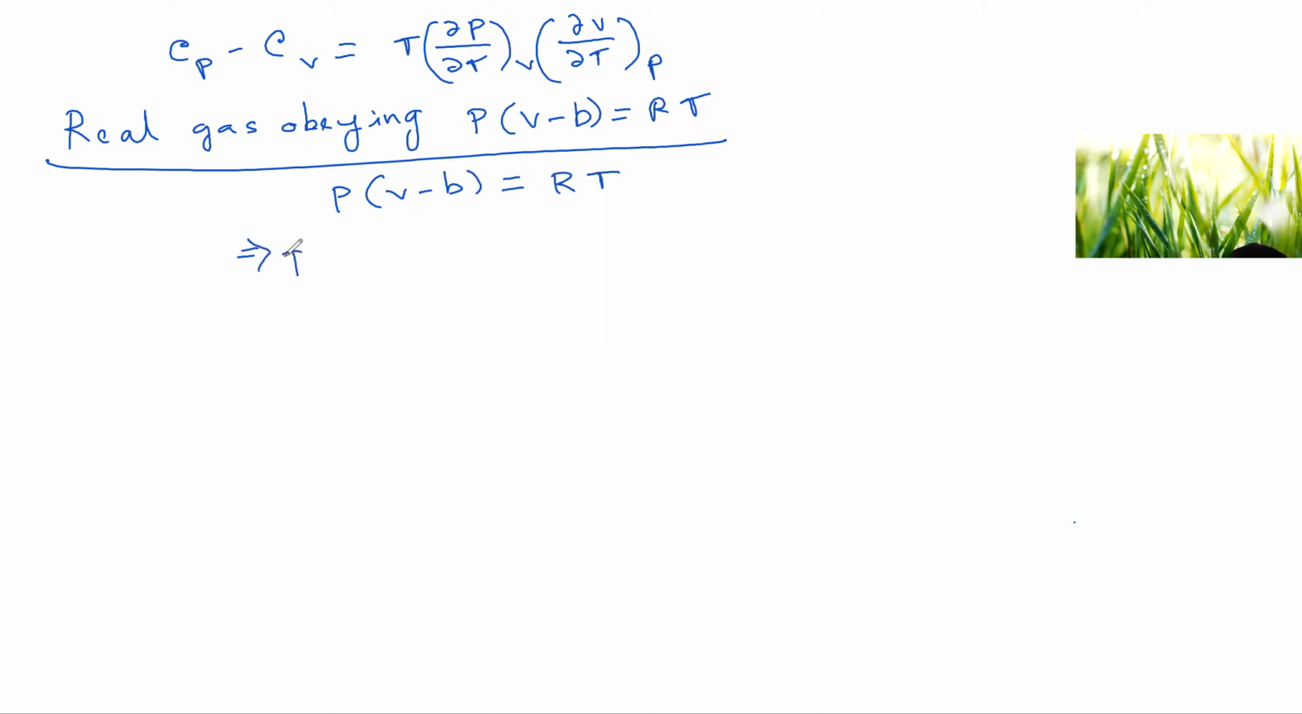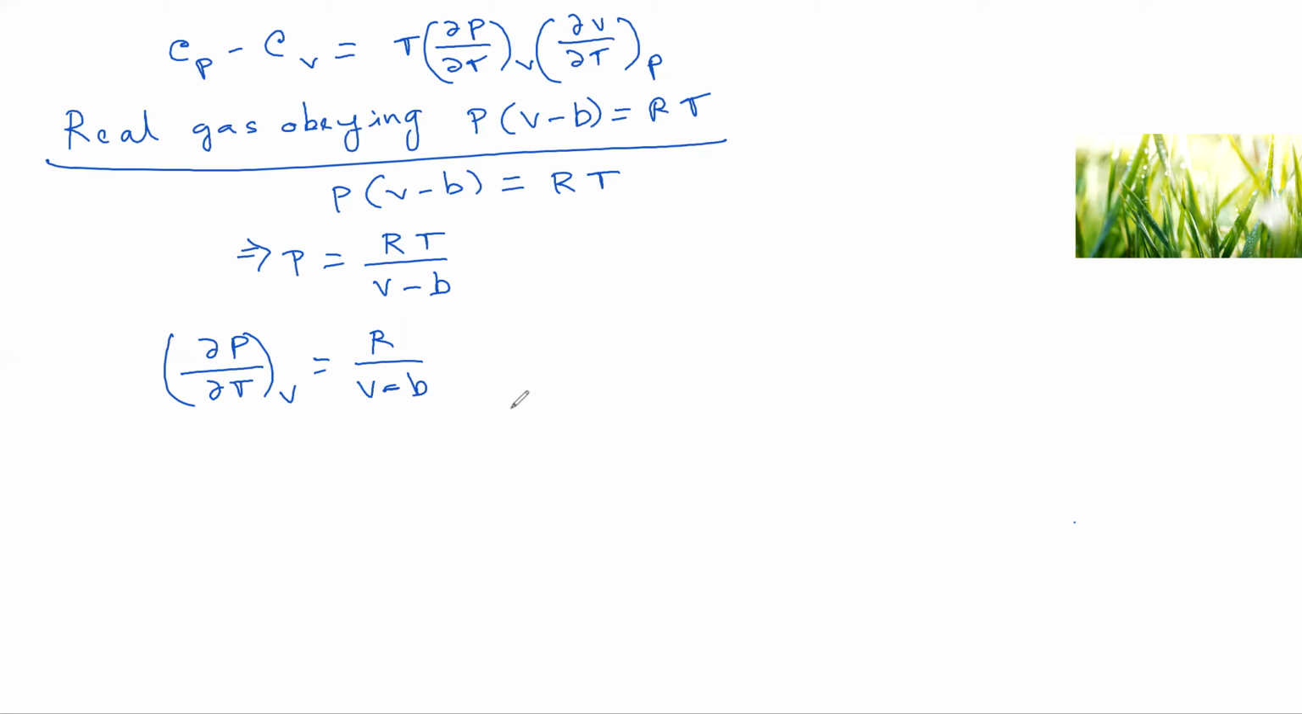So what will be P? P is equal to RT by (V minus B). So if I differentiate P with respect to T at constant volume, this will be R by (V minus B). I am differentiating with respect to T, so this will be 1 and V is constant. I hope you understand these basic differentiations, and these are all basic mathematics. If you do not understand, please let me know in the comment section. I will make a separate video on these basic mathematical rules.